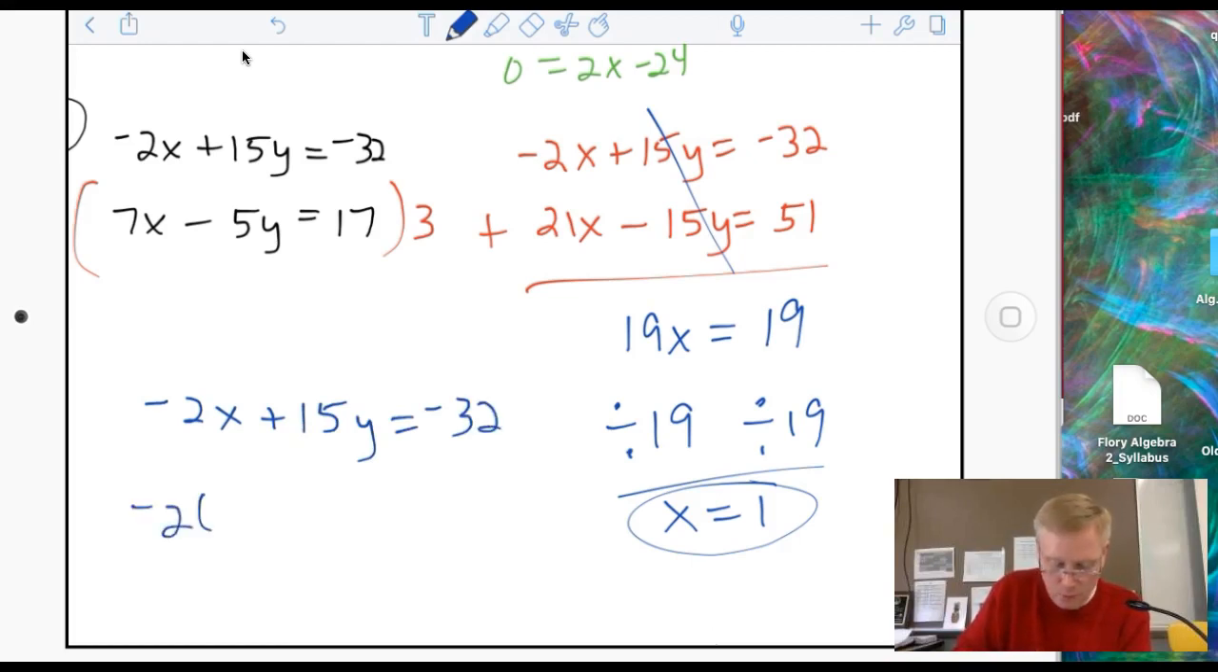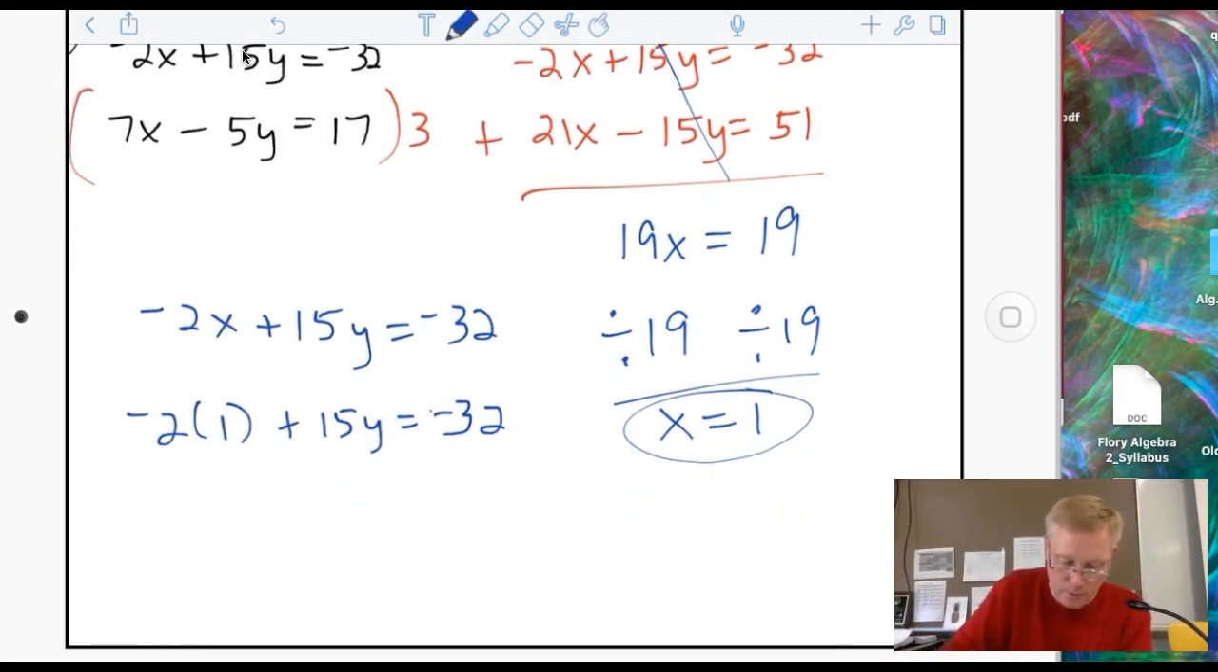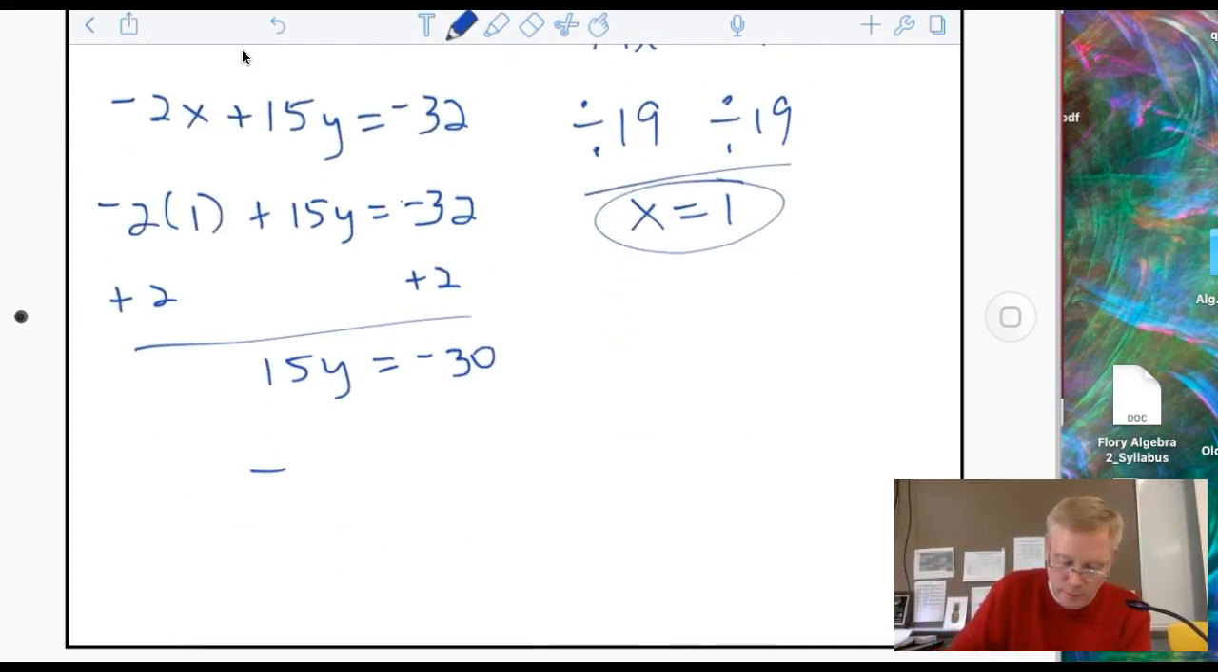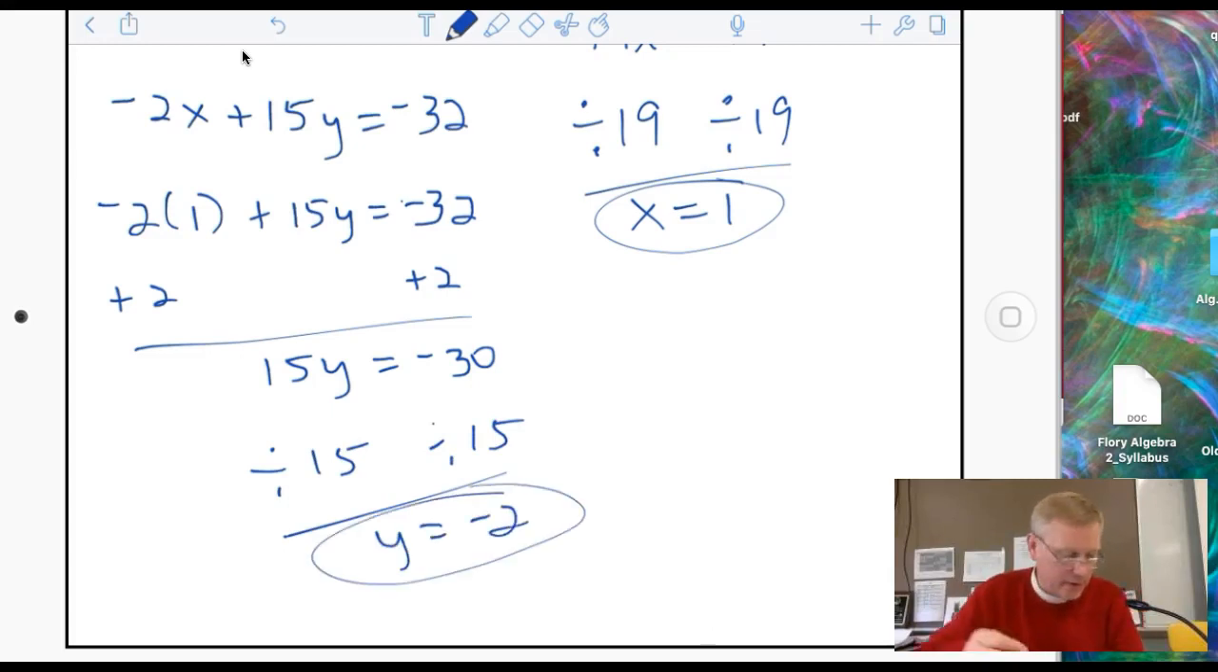And I'm going to plug in the 1 for the x. And if I go and add 2 now to both sides, I get 15y equals -30. Divide by 15, and I get y equals -2. And there's my second answer.